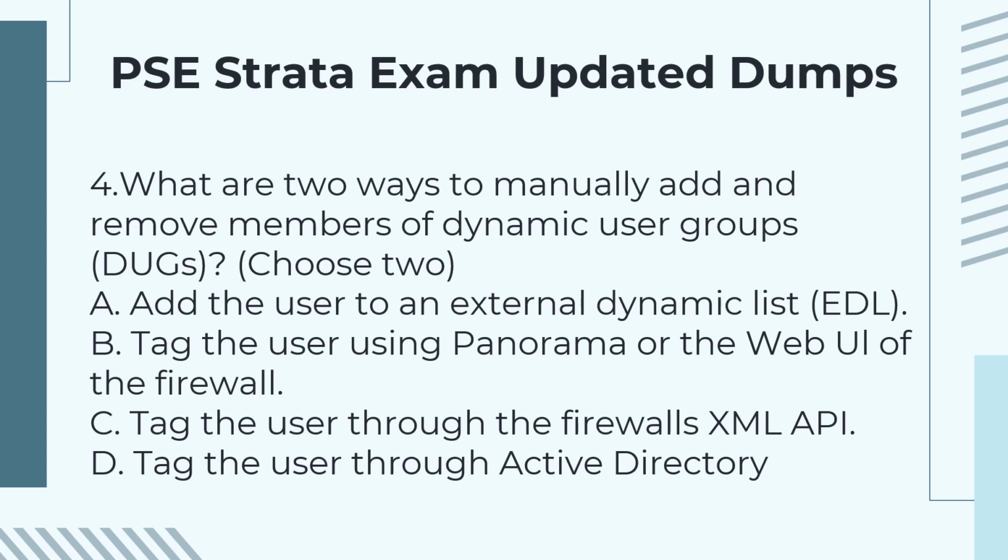4. What are 2 ways to manually add and remove members of dynamic user groups, DUGs? Choose 2. A. Add the user to an external dynamic list, EDL. B. Tag the user using Panorama or the web URL of the firewall. C. Tag the user through the firewall's XML API. D. Tag the user through Active Directory.